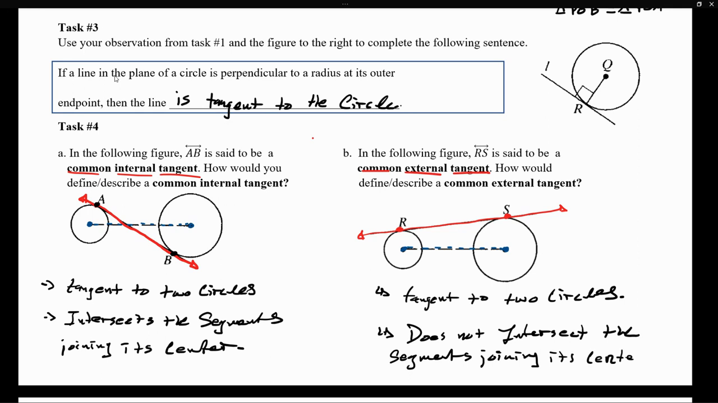So in order for them to be called a common tangent line, it must be a line that is tangent to two different circles, and it must have tangency points. But in order for it to be called a common internal tangent line, it must also intersect the line that is joining the centers of those two circles. And in order for it to be called a common external tangent line, it still has to be a common tangent line, a line that is tangent to two circles, but now it is external. It does not intersect the line segment joining both centers.